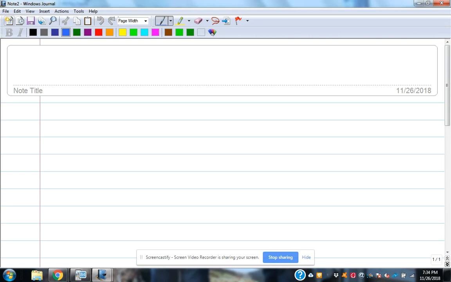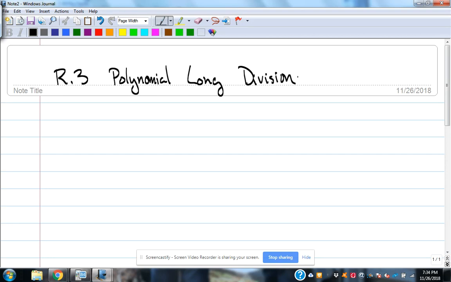That first skill that we want to talk about is from section R3, polynomial long division. And everybody loves long division, right? But it's actually not that bad. It's a lot of multiplying and subtracting, just like long division with numbers is. But it's the same idea.